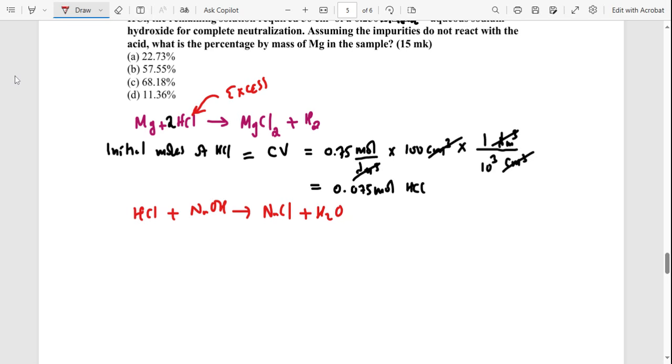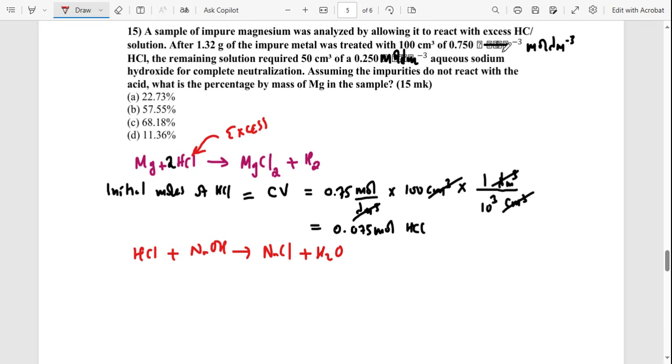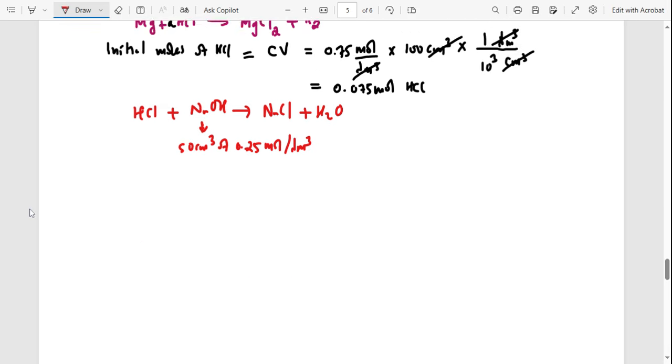But we were told from the question that the remaining solution required 50 cubic centimeters of 0.250 mole per cubic decimeter aqueous sodium hydroxide. So we actually know the amount of sodium hydroxide: it's 50 cubic centimeters of 0.25 mole per cubic decimeter. So we can calculate the number of moles of sodium hydroxide here.